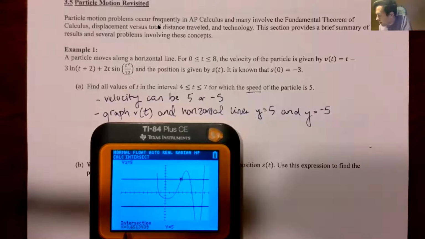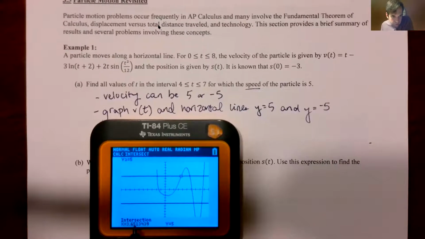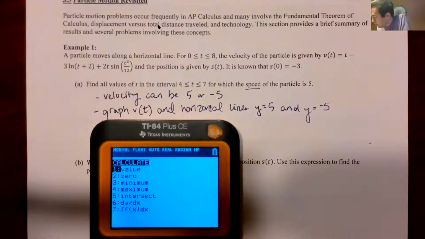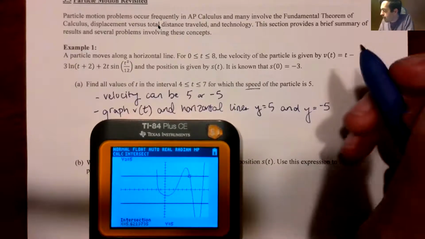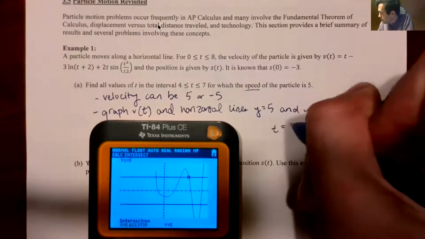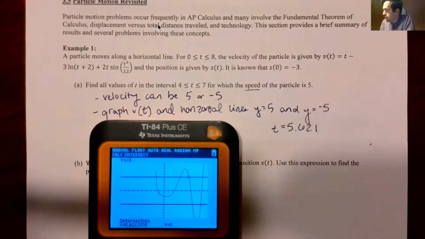It tells me the intersection has an X value of 3.65, and that's smaller than 4. So we're going to move on. I'm going to go back to second trace, oops, and go to intersection again. I'm going to move to this one now. So on the blue curve, I'm clicking right about here. And on the red curve, or red line, I'm going to click right about there. And this one is 5.621. And that, indeed, is between 4 and 7. So that's definitely one of the t values where the speed is 5.